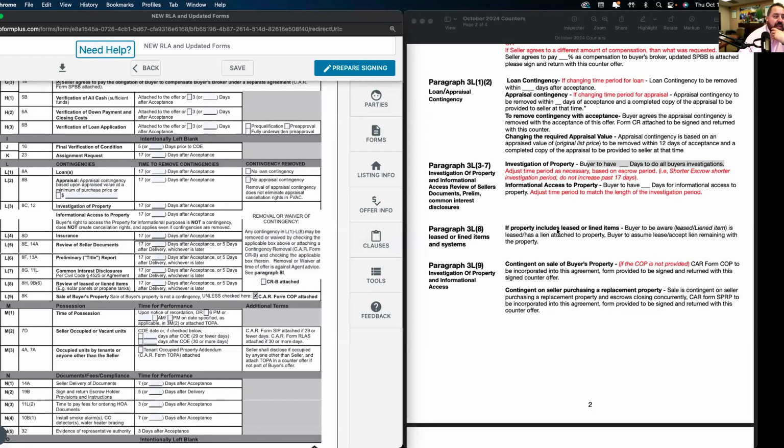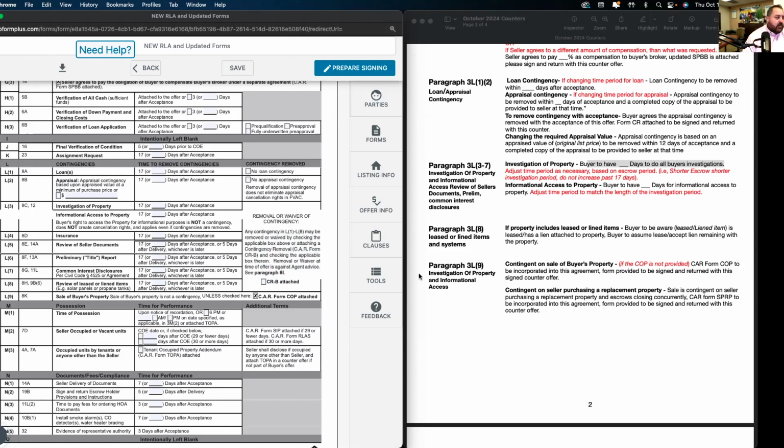In 3L8, I would disclose to them what items are leased or liened. Instead of, like, in my counter, I'm going to tell them, hey, these are the things that you're going to be responsible for from the very beginning in the counter, not later in the offer. That's something a lot of agents are doing now: they're waiting until their offer is accepted, and then they're saying, oh, here in our disclosures are the leased or liened items. You've got to qualify for those.